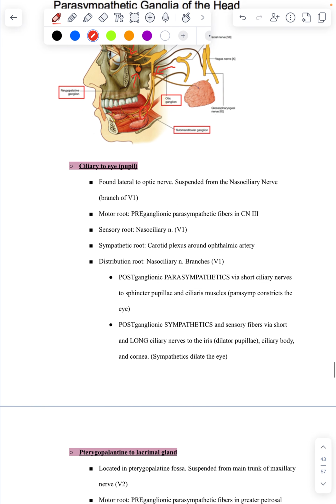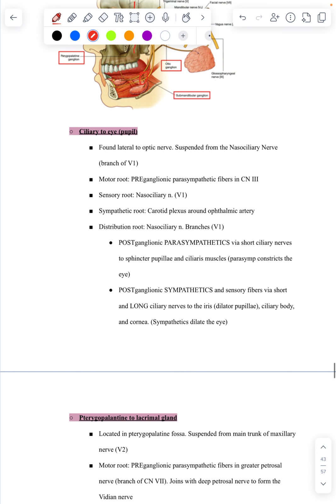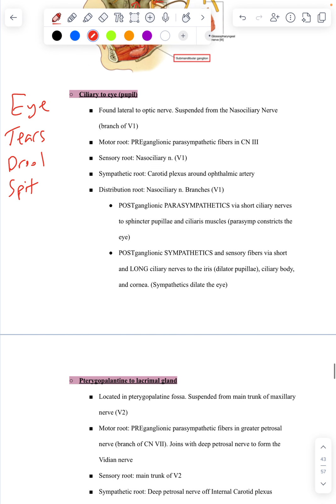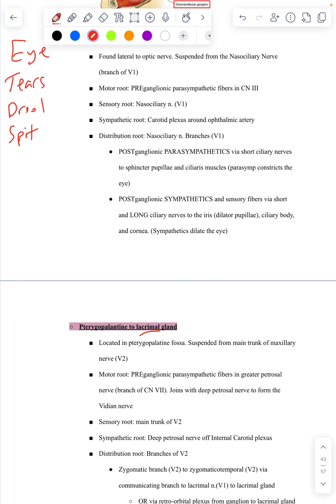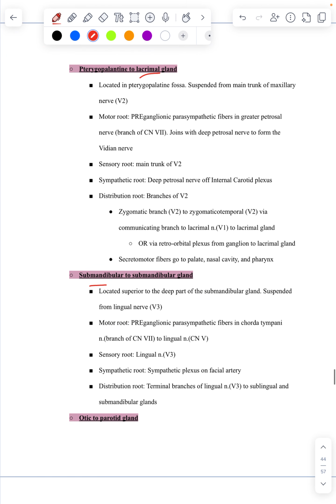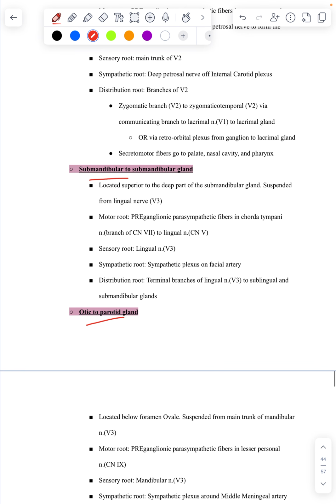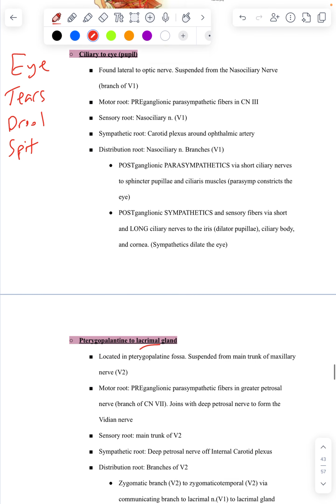So to remember them in order, you're going to remember eye, tears, drool, spit. So ciliary to eye. I'm talking about lacrimal here, so it's tears. Then drool, submandibular, and then spit, otic to parotid gland.